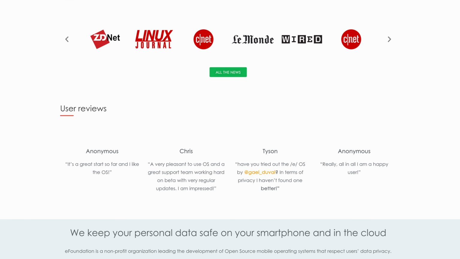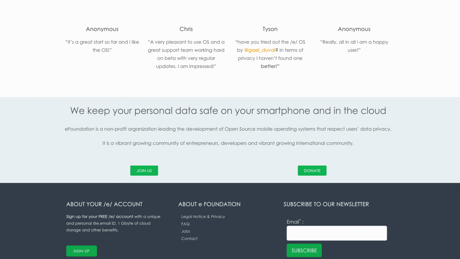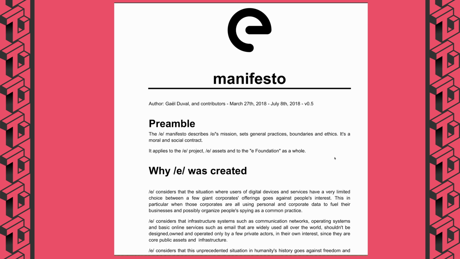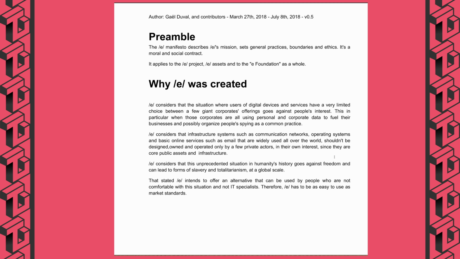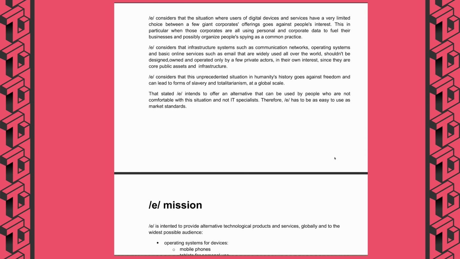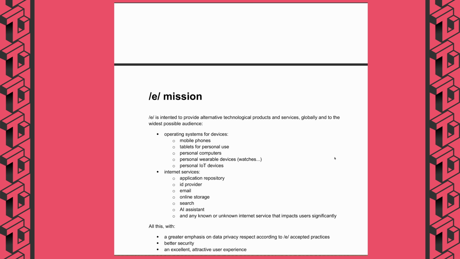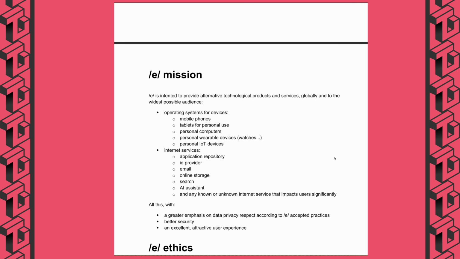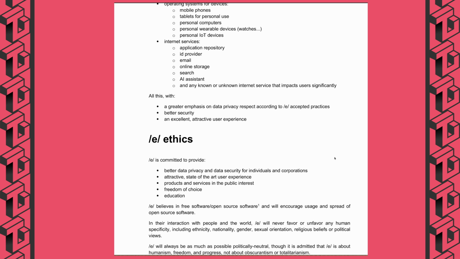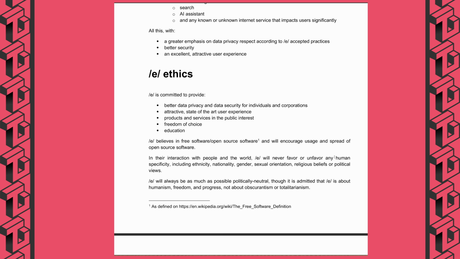In 2018, Duval set up the E Foundation to maintain the E operating system, as well as E Corp SAS, which operates sales and services. The E Manifesto explains in a few words why E was created. The manifesto considers communications networks, operating systems, and basic online services as basic infrastructure, and therefore does not accept that this core infrastructure should be exclusively owned and operated by a few private companies. Although not specifically mentioned in the manifesto, one can read private companies as Google, Microsoft, and Apple.